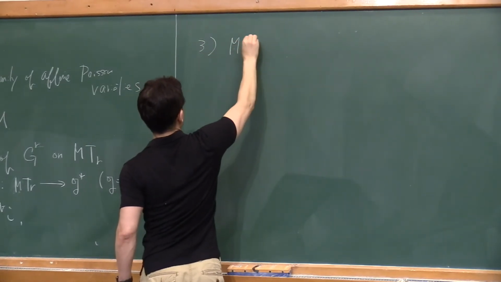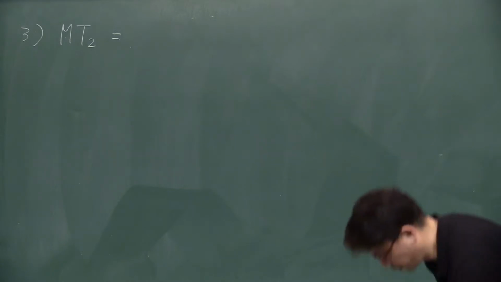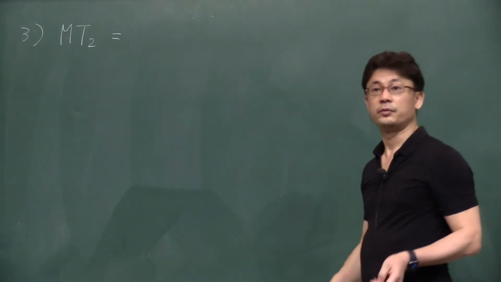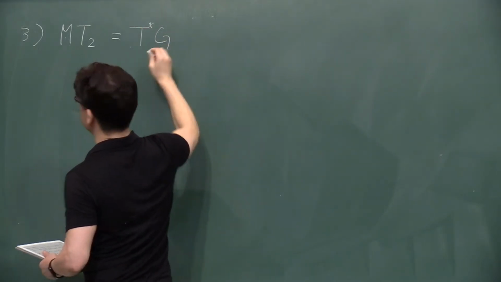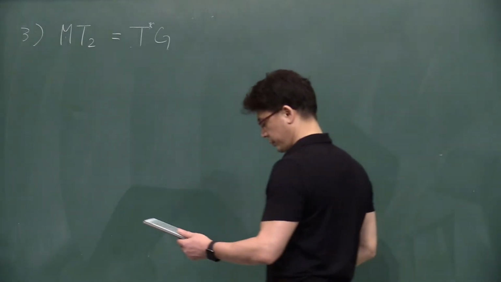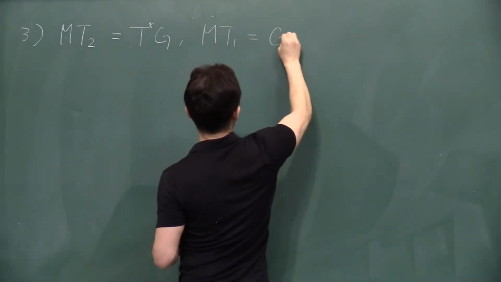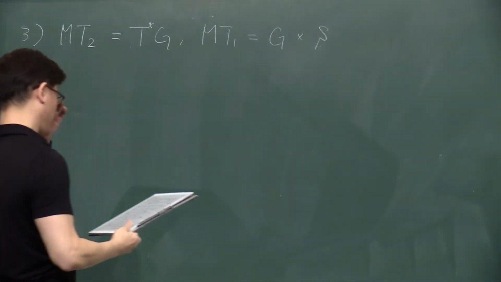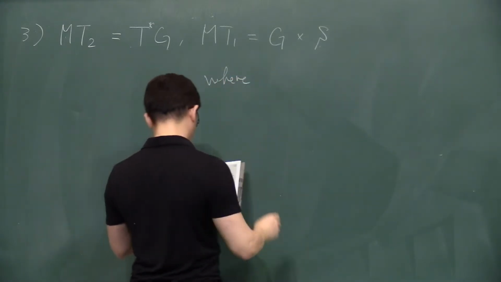So MT_2 has to have two commuting Hamiltonian actions of G. The simplest example of such a symplectic variety is the cotangent bundle to G, and that's what it is. So you have a left action and right action of G on it, and MT_1 has only one action of G, and it's described by the product of G and an affine space called Kostant's Slodowy slice.